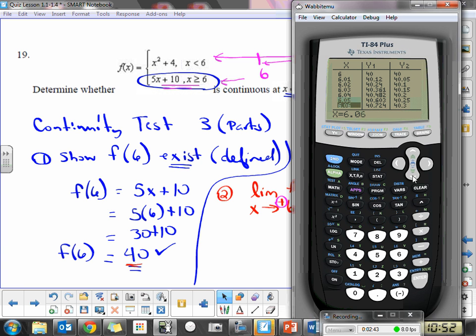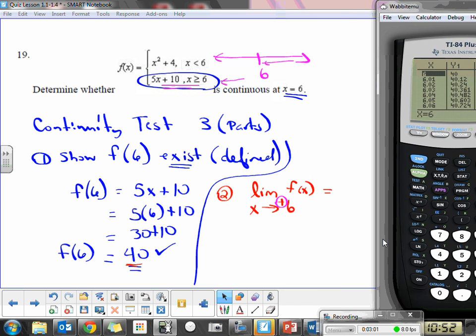So I'm going to back away a little bit. If I go to 6.1, I want to look at my y sub 2. That was that second piece. I was at 40.5. And then as I approach getting closer and closer to 6, what are these y values getting closer and closer to? What I can see is that those numbers are being driven towards 40 as well, so that equals 40.